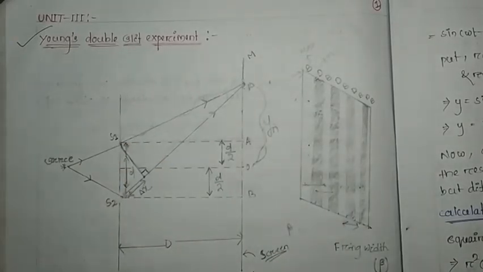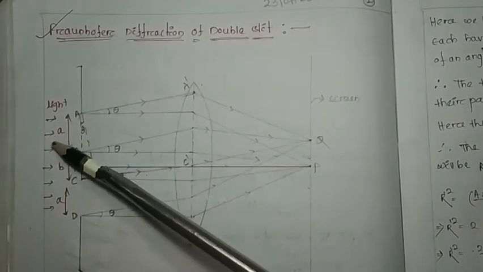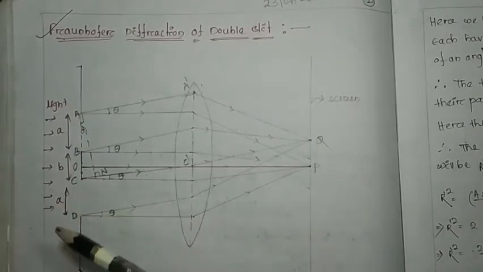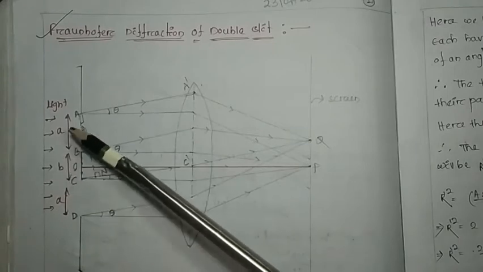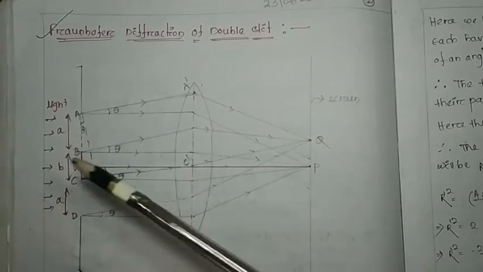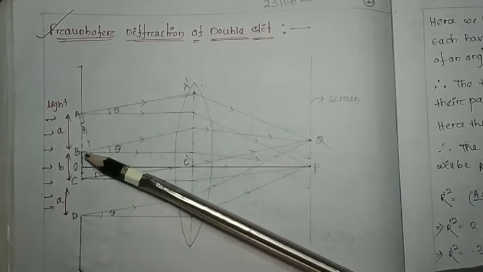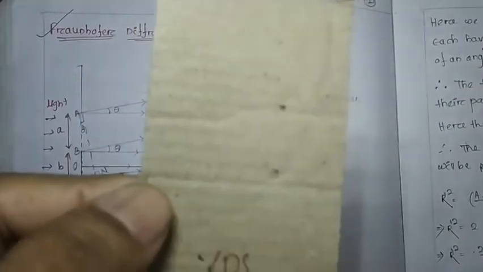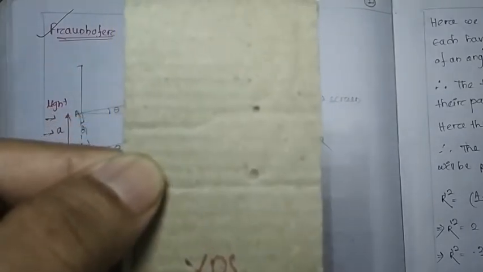But in the case of diffraction, the slit width is what we have taken as a. One slit is AB, another slit is CD. The slit width may be equal to b or more or less than b. So we can say the slit width is equivalent to the opaque width BC.